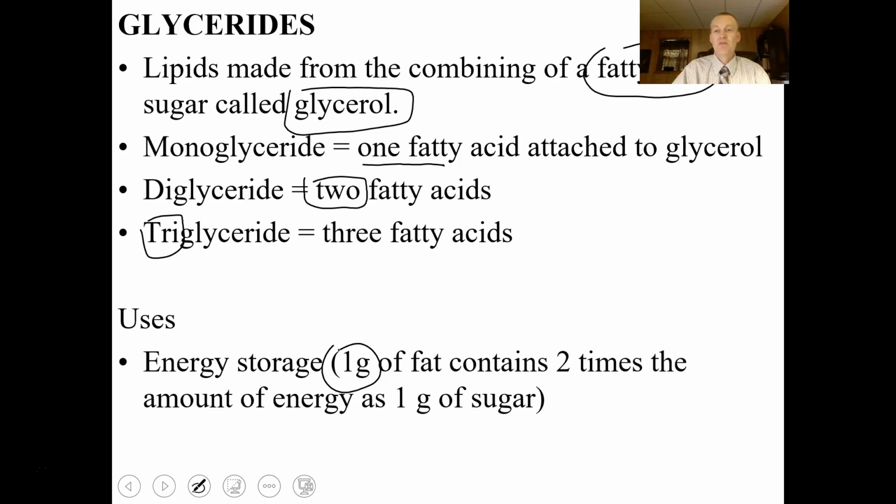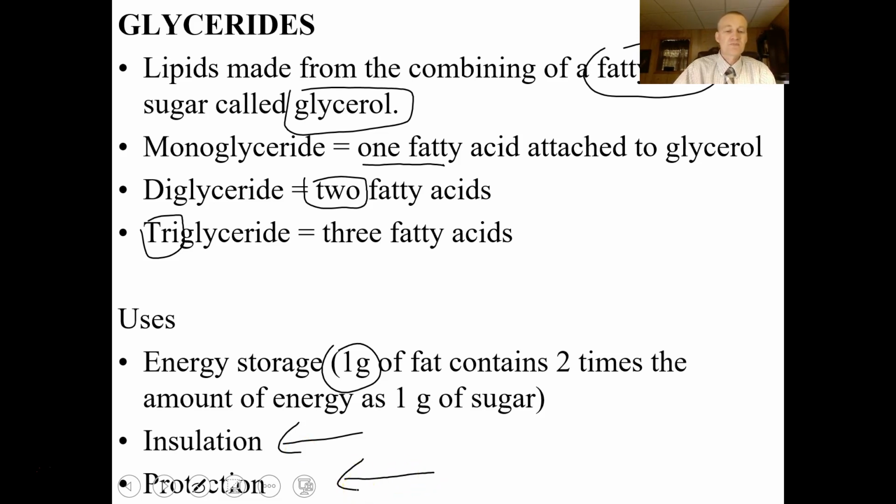Many people crave things like bacon, which is a very fatty type of meat. We use these glycerides also for insulation and for protection. So insulation, some animals have a very thick fat layer around them, humans not as much, and protection. So your eye is packed in fat so that it doesn't just float around in an eye socket. We also protect our internal organs with a layer of fat around them.